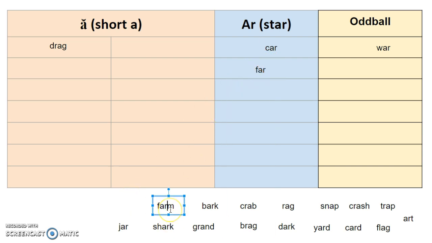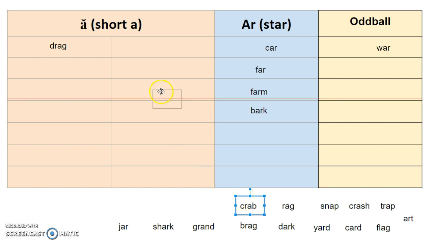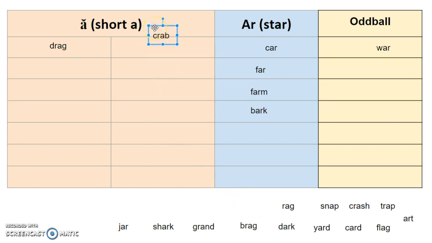The next word is farm. Farm also says R, and so it goes in the AR column. Bark. Bark says R, not A, and it has an AR in it, so bark goes to the AR column. Crab, like there was a crab on the beach. Crab says A, and it goes to the short A column.